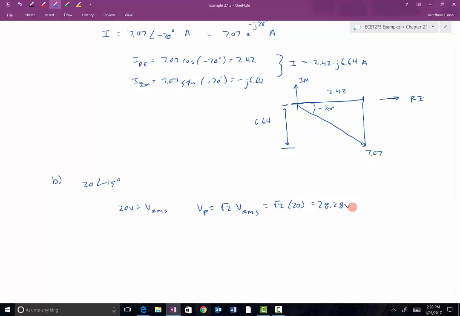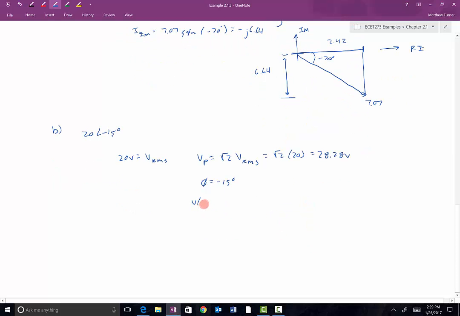I also know that from this statement that phi was just given to me directly. Phi is equal to negative 15 degrees, and so I can go ahead and write V of t from that information. That's going to be equal to 28.28 volts times the cosine of omega t minus 15 degrees volts.